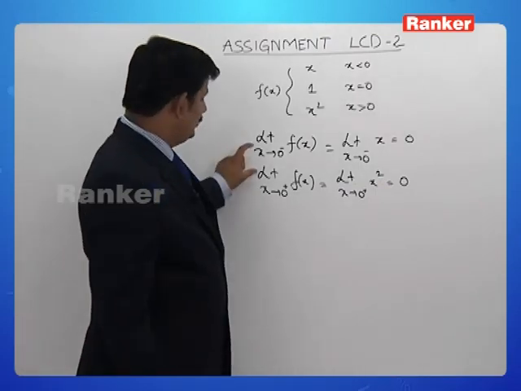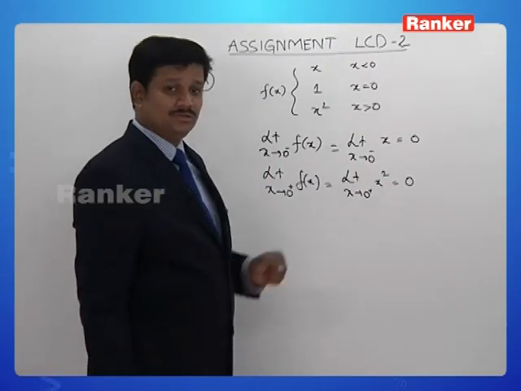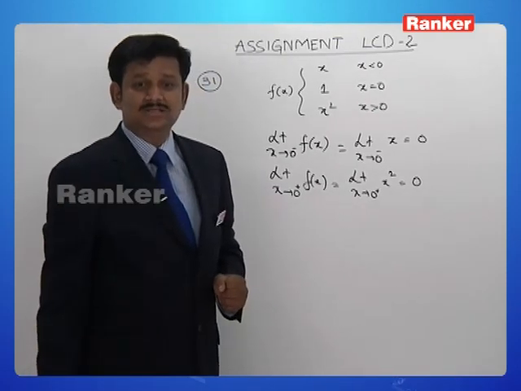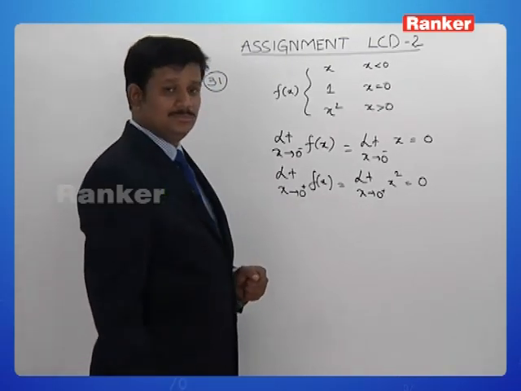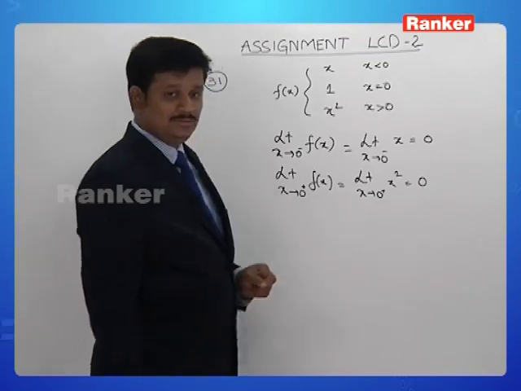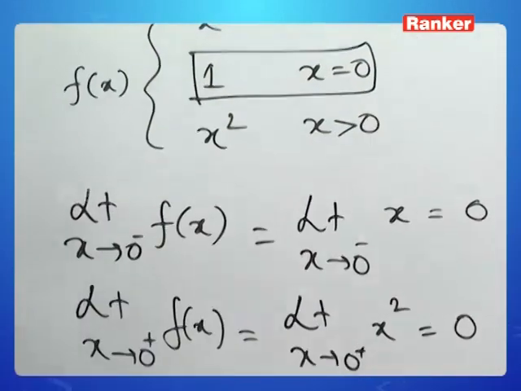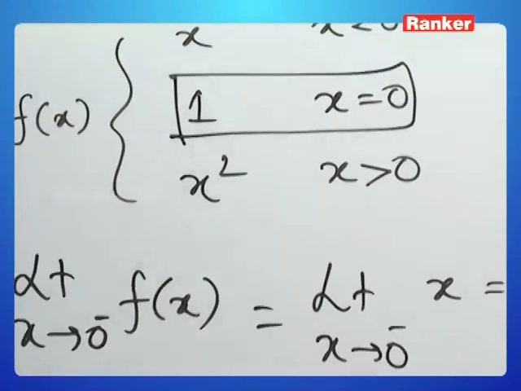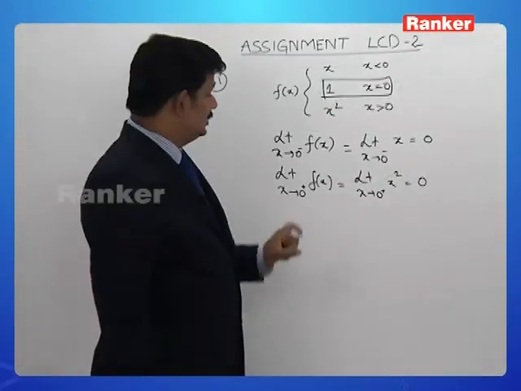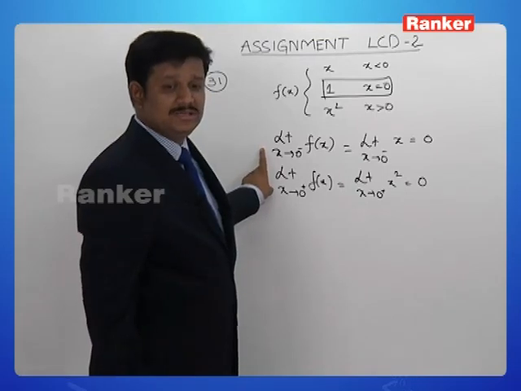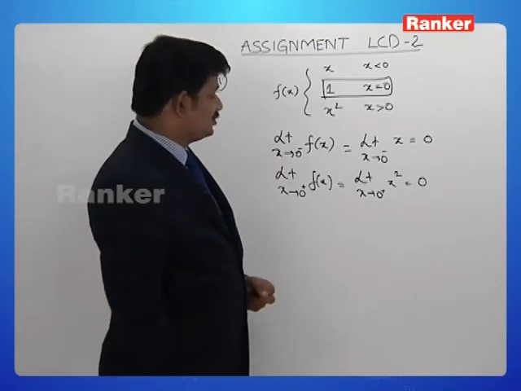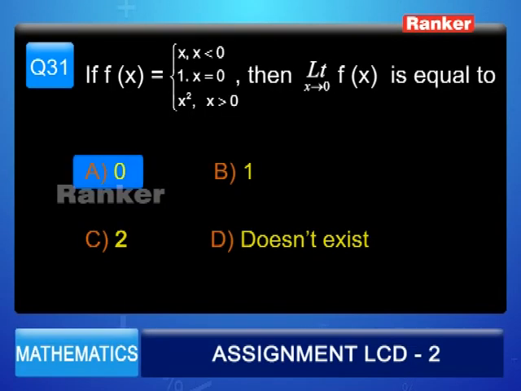So, left hand limit and right hand limit are both equal to 0. So, the limit exists and is equal to 0. Though the function is not continuous, since f of 0 is not the same as the limit value, the limit as x tends to 0 exists and it is 0. So, the option is A.